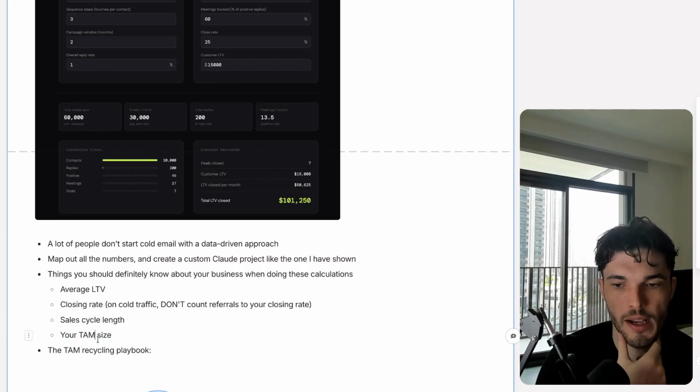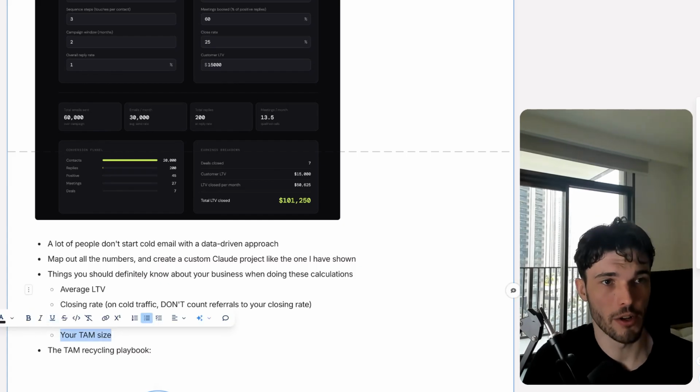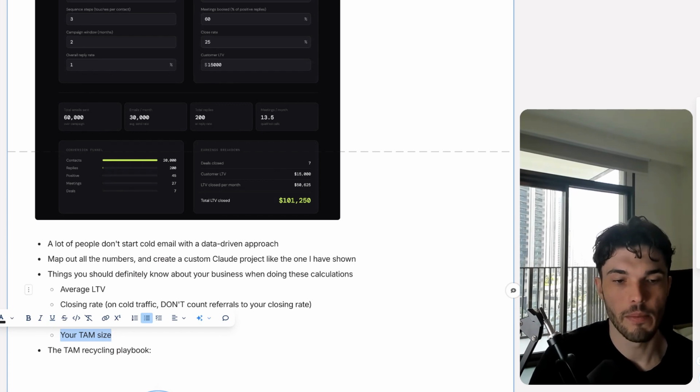And you also want to know your TAM size, and this is definitely a big one. I can't tell you how many times I've been on calls with companies and I ask them, so what's the size of your TAM? And they have no clue. They have no idea how large their market is. They don't know how many companies are in the market they're in. And these are basics you just need to know.